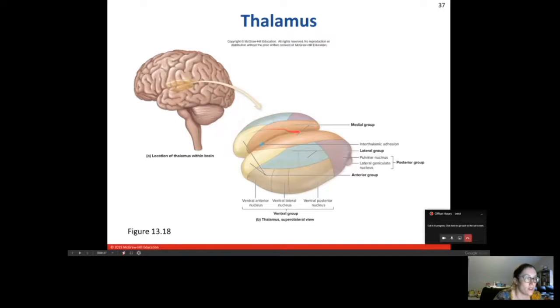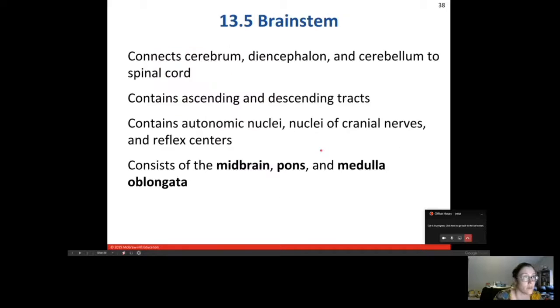So this part I said, remember that the thalamus actually is really large. We just can't see it as well on that mid-sagittal view. And the interthalamic adhesion is where these two large lobes are going to be attached. You don't need to be able to know all of these different parts, just be able to say thalamus.